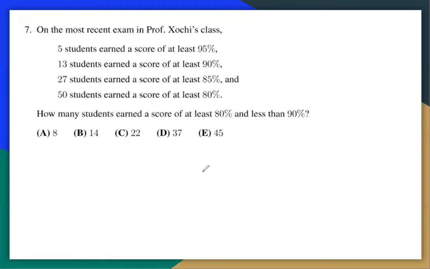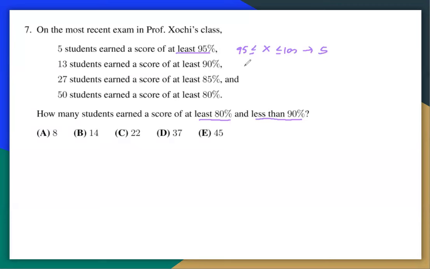And number 7, one of the most recent exams in the class is given with some percentages, and we are looking for the number of students who earn at least 80%, but less than 90%. Okay. So, we have 5 people who are getting at least 95, which means X is larger than 95 all the way to 100. We have 5 people. So I can write it this way as well.